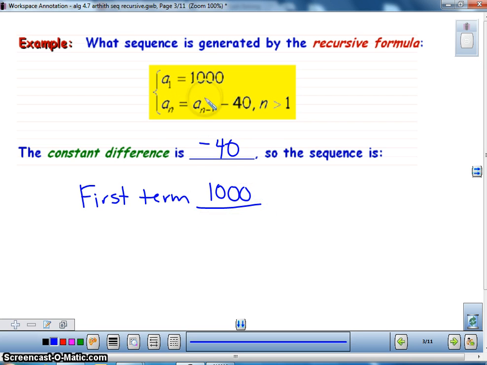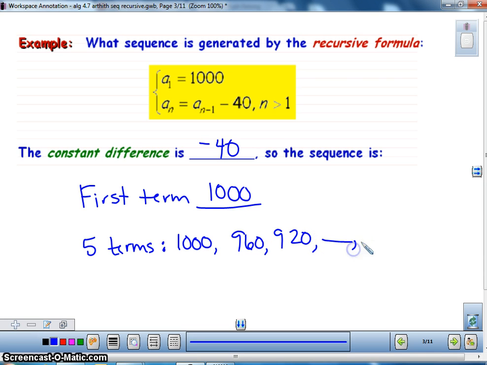a_1. If we wanted to list the first 5 terms, is what I asked you to do in your notes. The first 5 terms, the first one is 1,000. We're then going to subtract 40, which gives us 960. Subtracting 40 gives us 920. And what I would like you to do is fill in the next 2 terms in the sequence.